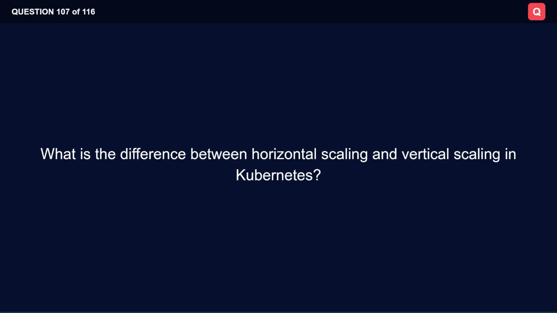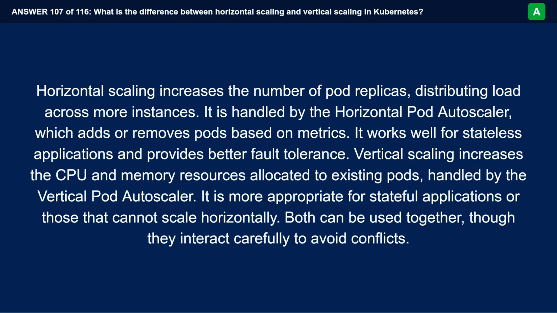What is the difference between horizontal scaling and vertical scaling in Kubernetes? Horizontal scaling increases the number of pod replicas, distributing load across more instances. It is handled by the Horizontal Pod Autoscaler, which adds or removes pods based on metrics. It works well for stateless applications and provides better fault tolerance. Vertical scaling increases the CPU and memory resources allocated to existing pods, handled by the Vertical Pod Autoscaler. It is more appropriate for stateful applications or those that cannot scale horizontally. Both can be used together, though they must be configured carefully to avoid conflicts.